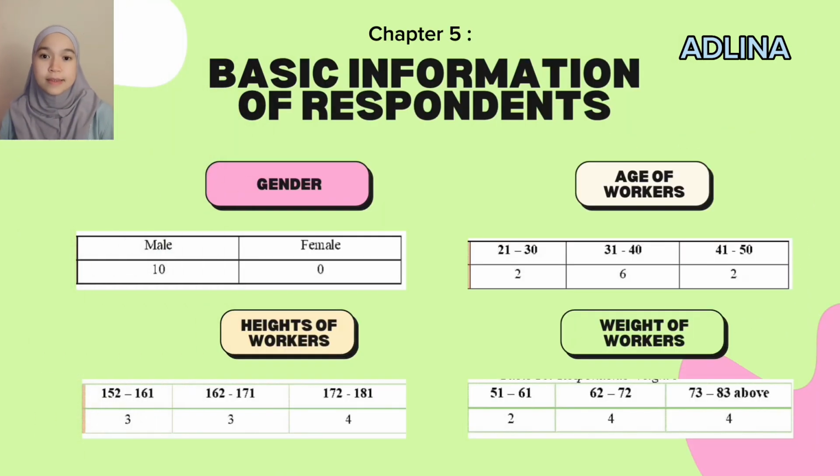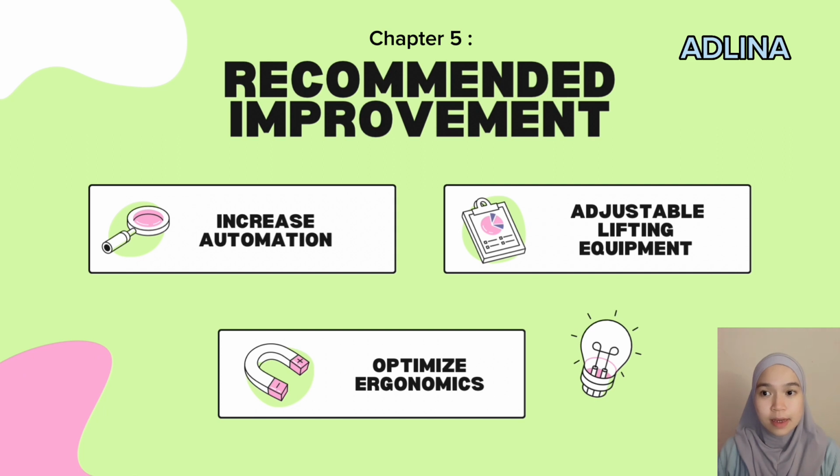The next slide is basic information of the respondents. The first table shows the gender of respondents. The next table is the respondents' age. According to the survey, there are 2 respondents between the ages of 21 and 30, 6 respondents between the ages of 31 and 40, and 2 respondents between the ages of 41 and 50.